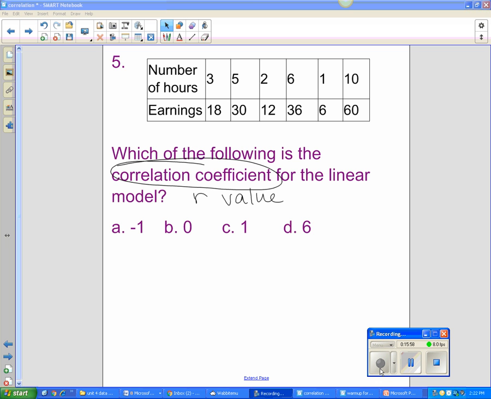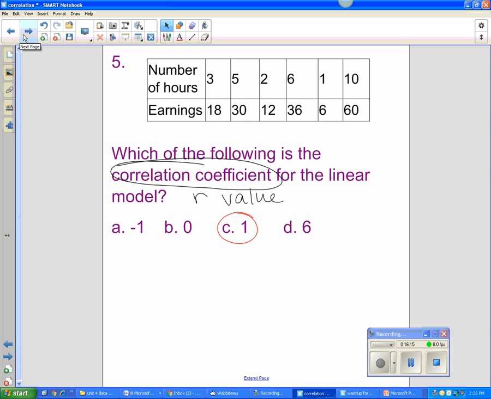Jacob King, what did you get? C, positive 1. Did y'all get that? Did y'all get positive or negative? Positive 1. All right, good. Good job, Jacob King. Anybody have a question on that one? Okay.